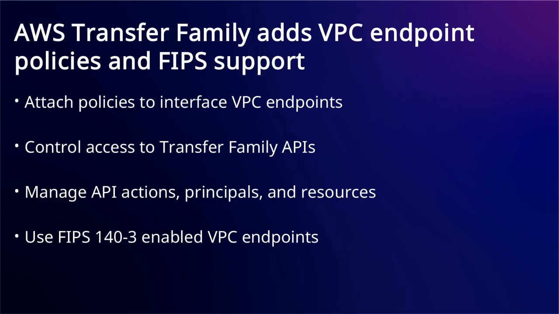These policies integrate with existing IAM and organizational policies. Additionally, you can use FIPS 140-3 enabled VPC endpoints for increased security compliance. These enhancements provide improved data protection and security posture for your Transfer Family deployments across all AWS regions where the service is available.